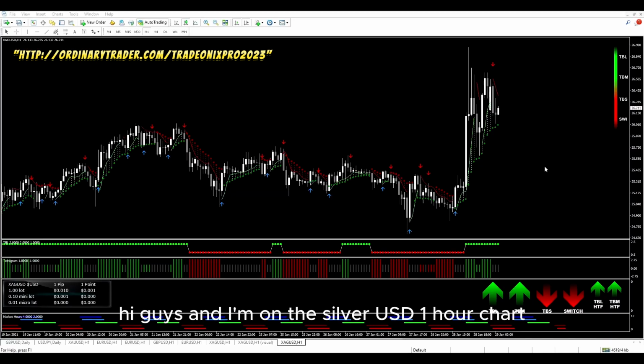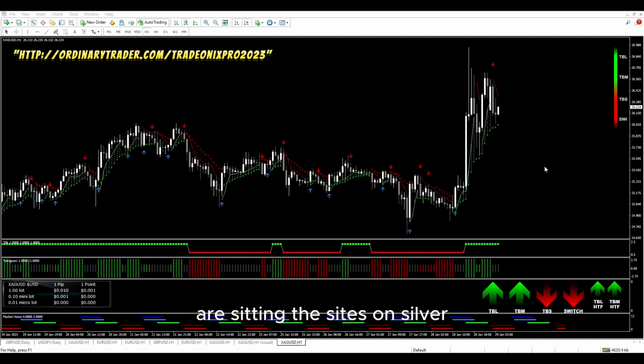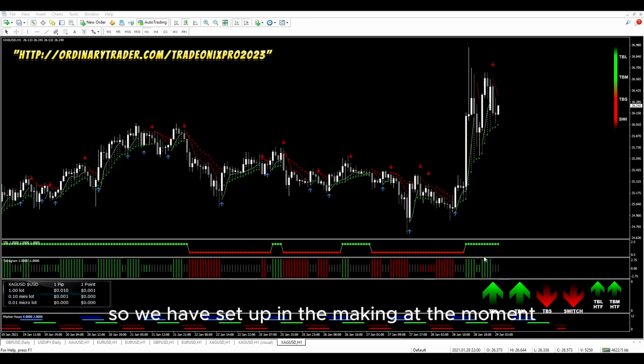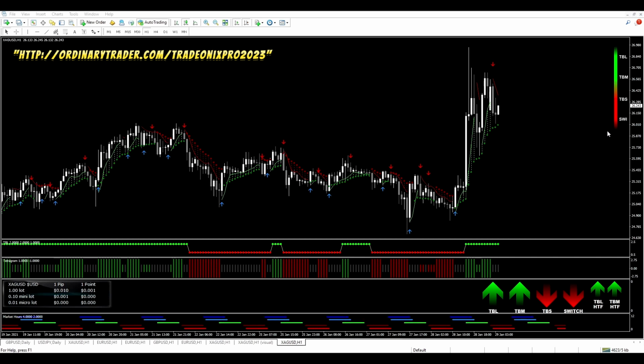Hi guys, and I'm on the silver USD 1 hour chart, and I'm looking to enter a trade. Now, a power group of retail traders are setting their sights on silver, so I'm looking to take advantage of that and to see what Tradeonix tells me about when to get into this trade. Now, you can see that most of my indicators are pointing upwards, green here and here. So we have a setup in the making at the moment for a buy trade.